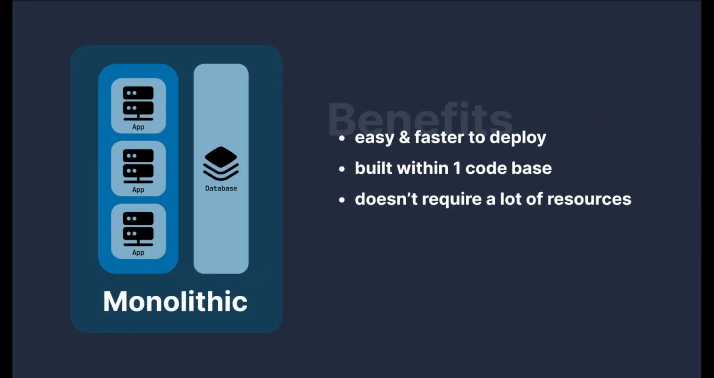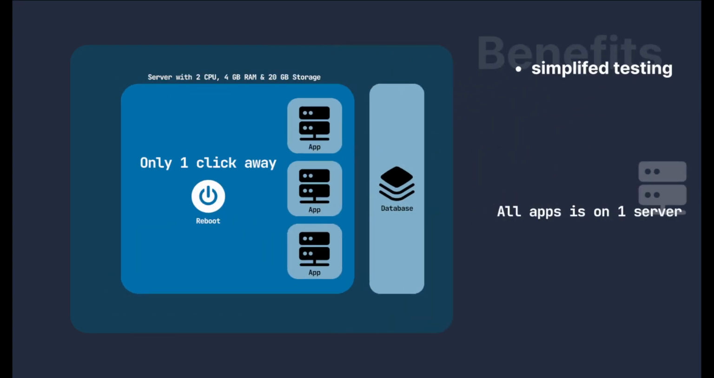The second thing is it doesn't require a lot of resources. And the last one is simplified testing. As we can see here, since you're only running, let's say, a server with 2 CPU, 4GB RAM, and 20GB of storage, all of them are running within the one server. All of the functions are in there, which means that the resources are shared within the whole application, not to mention the database as well. And whenever there's an update or some testing that you need to do, it's one click away for you to test that system, which makes it very simple and easy to use.